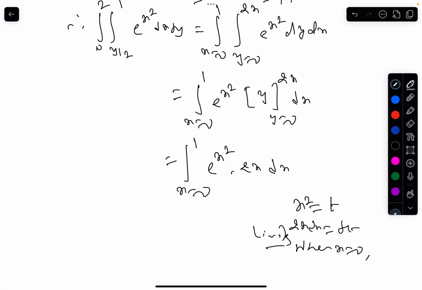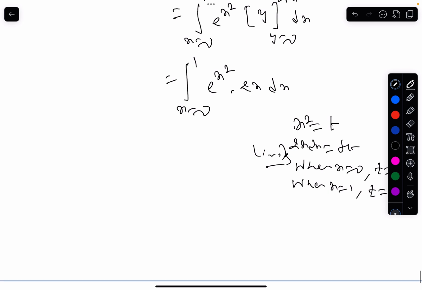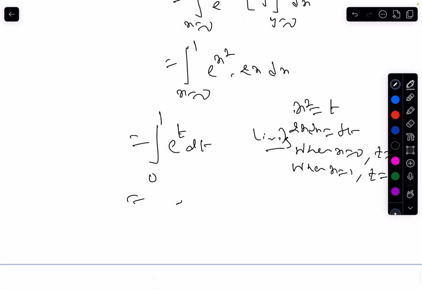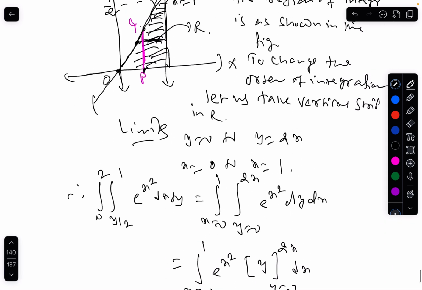When x is 0, t is 0, when x is equal to 1, t equal to 1 square, and so that is 1. So this is equal to 0 to 1, e power t, 2x dx is dt. And so this is e power t, 0 to 1. So e minus e power 0 is 1. So this way we can evaluate the integration.